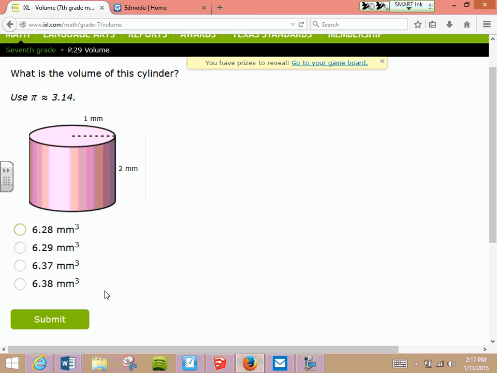All right. So for this one, it says, what is the volume of the cylinder? Use pi approximately 3.14. All right? So that's what we're going to use. The first thing that I want to see on your paper, you can draw this, but don't take too long drawing it. I don't care about the figure. I care about the work. So you're going to write volume. That's what you're looking for, right? Equals area of the base times the height.